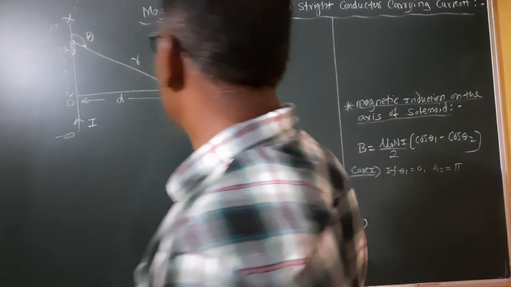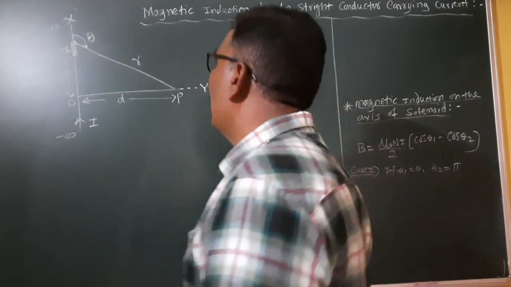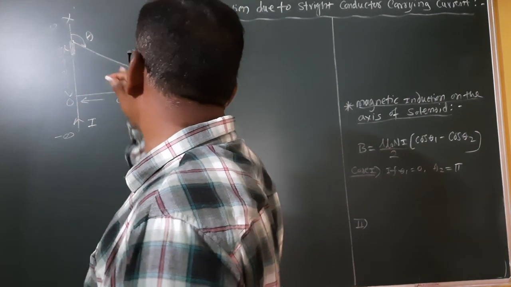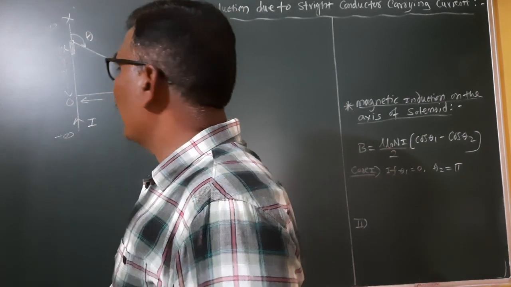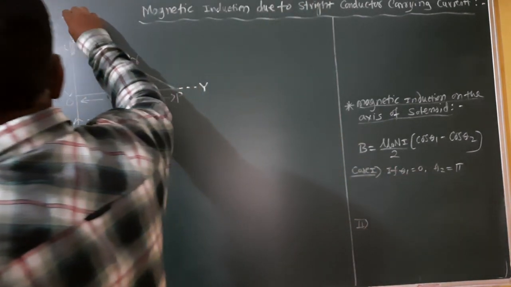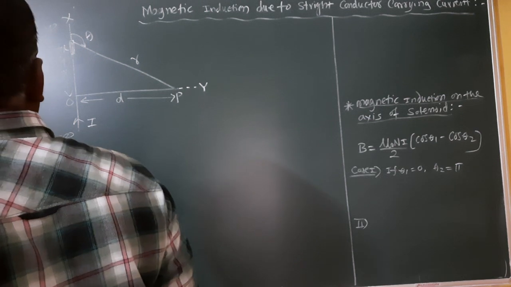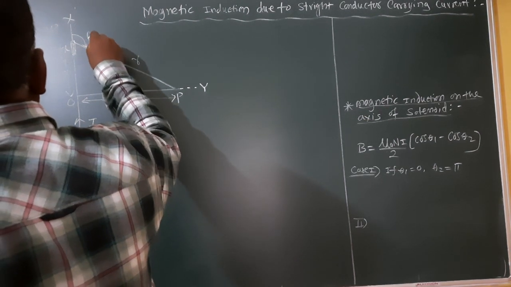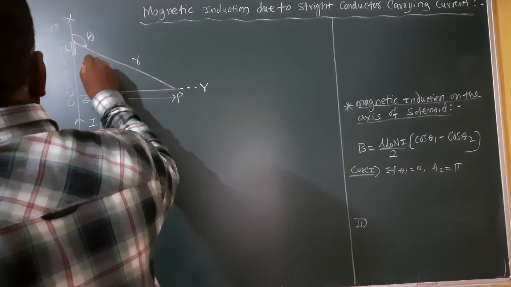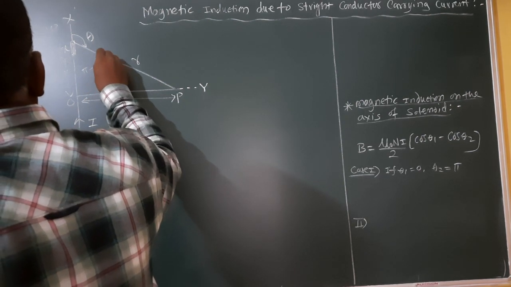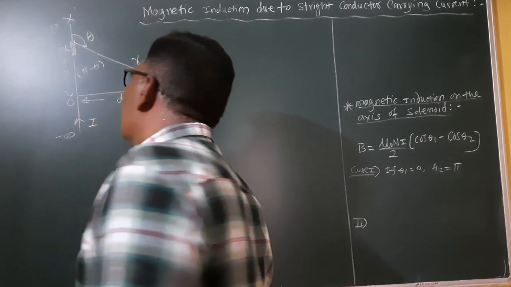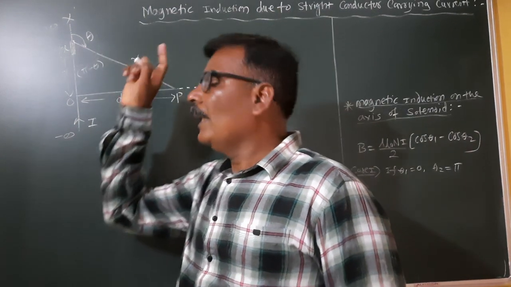Let P be any point at a distance, say d. On the x-axis, we consider another angle made by the vector, say theta. Because the total angle is pi, the remaining angle can be considered as pi minus theta. This angle is pi minus theta because the whole angle is pi.